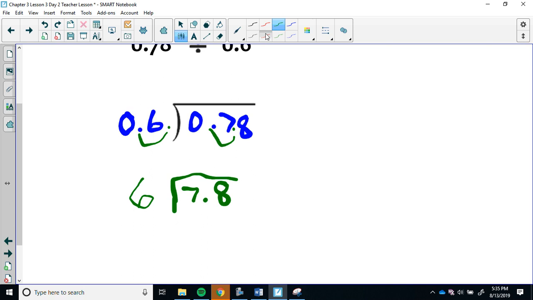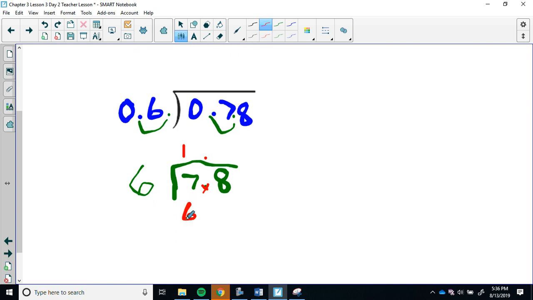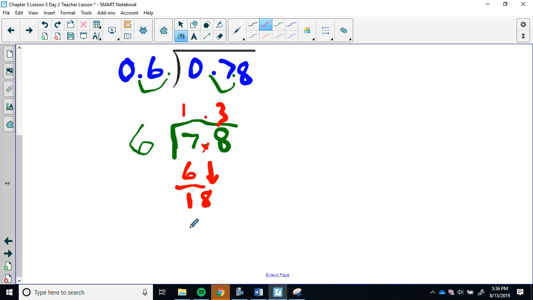Once again, we're going to take this decimal and we're going to move it straight up to the top so it's in our answer. I like to do it before we do the division. That way we don't forget about it and it's in our answer. 7 divided by 6 is 1. 1 times 6 is 6. Down to 8. 6 goes into 18 3 times. 6 times 3 is 18. And our answer ends up being 1.3.